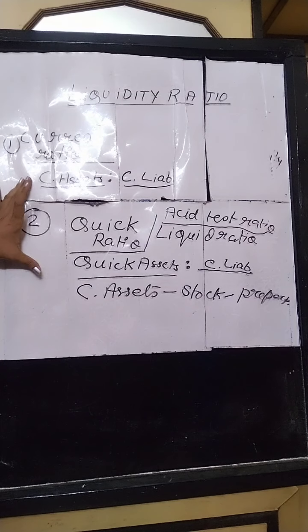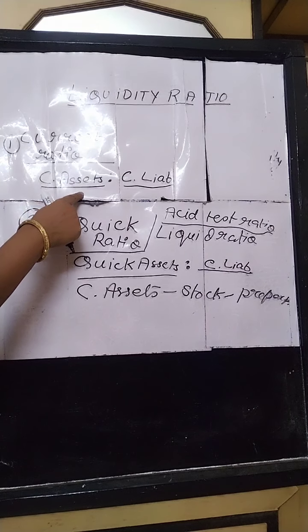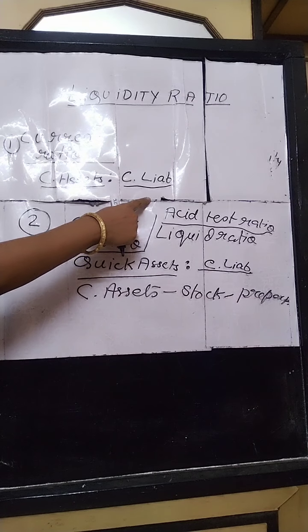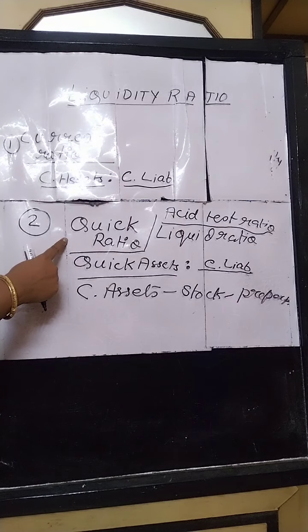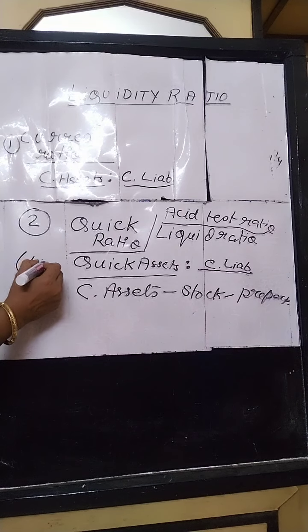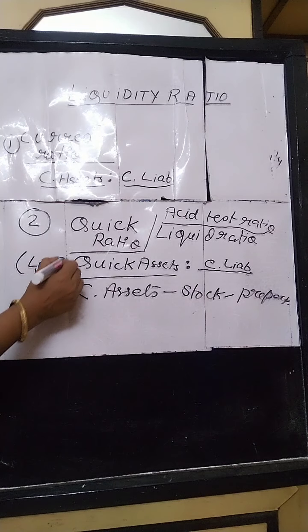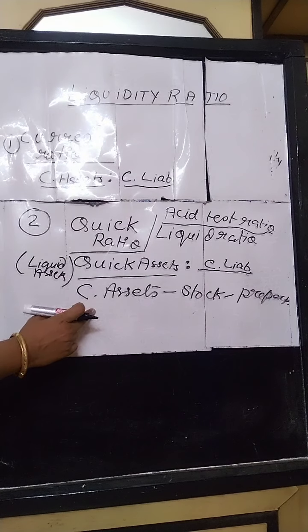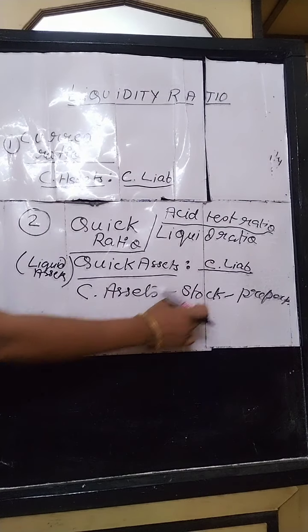So you can easily see the difference between current ratio and quick ratio. In case of current ratio, the ratio was expressed between current assets and current liabilities. Whereas in case of quick ratio, the ratio is expressed between quick assets, which can also be called liquid assets, and current liabilities. Now, what is this quick asset or liquid asset? That is current assets minus stock minus prepaid expenses.